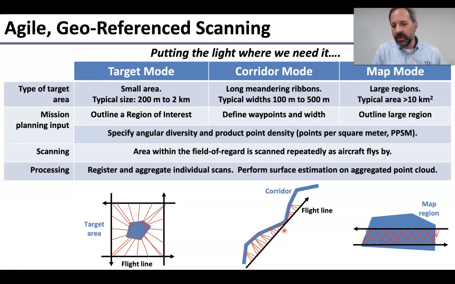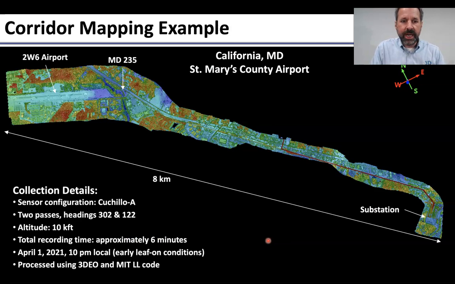In corridor mode, we tend to fly a straight line, and as we fly along, we precisely define the corridor coordinates, latitude and longitude on the ground, and as we fly along, the system automatically follows that corridor. So again, it puts the light where we need it. We can also get multiple different look angles on one pass along these corridors, looking forward, down and back as we fly along. Let me show you a video of some data we've collected here.